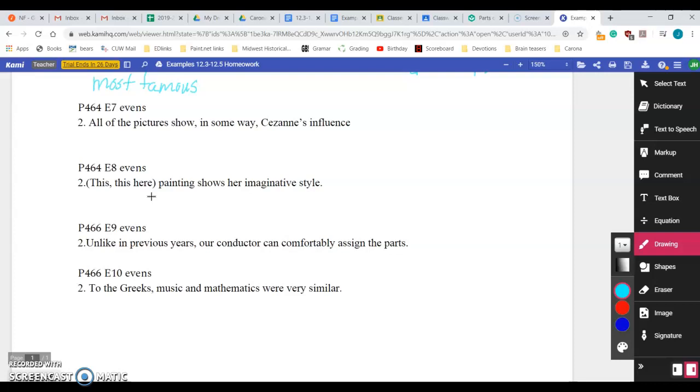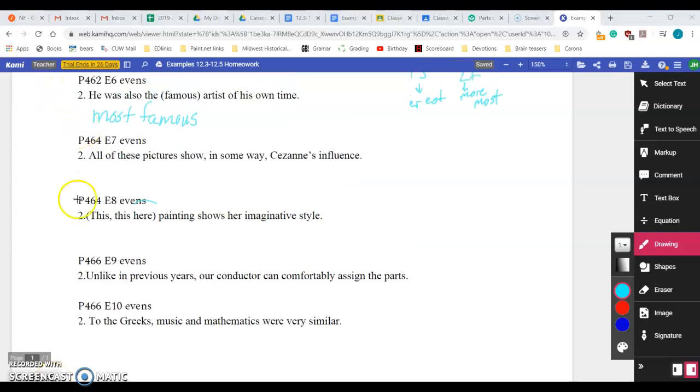Right, so number 2 says, all of the pictures show in some way Cézanne's influence. All right, that would be because Mr. Han typed this incorrectly, and it should be all of these. And we're back! As you can notice, Mr. Han has fixed that small mistake that he put in there. Now you can see that we have the sentence, all of these pictures show in some way Cézanne's influence.